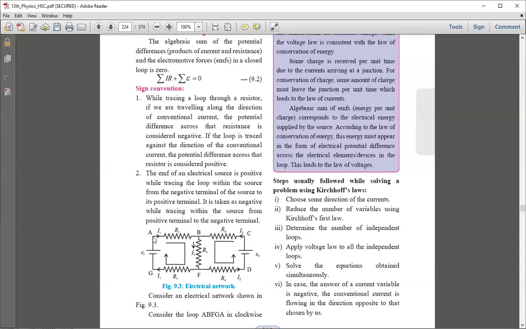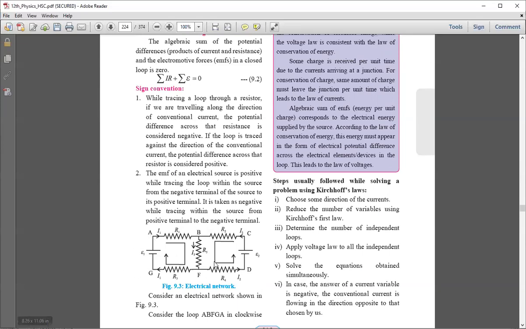So what is the first loop's name? ABFGA or AGFBA. Another loop's name is BCDFB or BFDCB. And the third loop is the biggest loop. The loop name will be ABCDFGA or AGFDCBA. So these are the three loops.